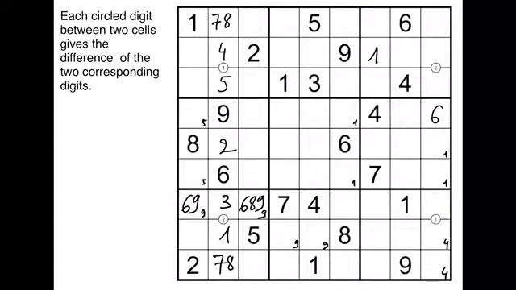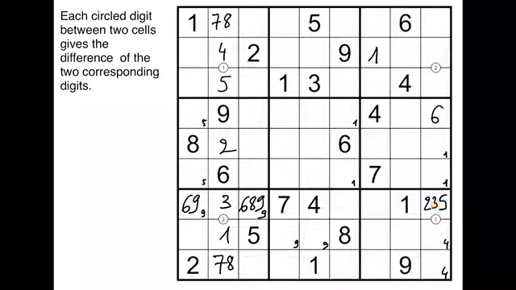2, 5, and something else. Actually here, what could it be? It can't be 9, so it can't be 1, 3, 4, 7, or 9. So in these cells we need 2, 3, 5, and 6. So this is 2, 3, or 5.